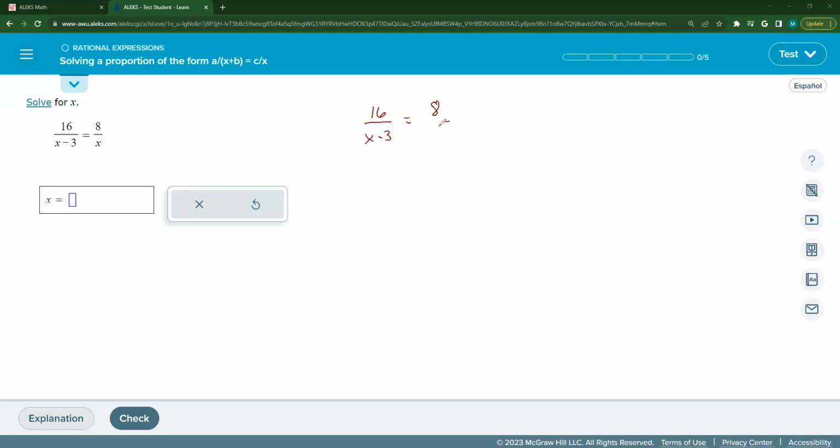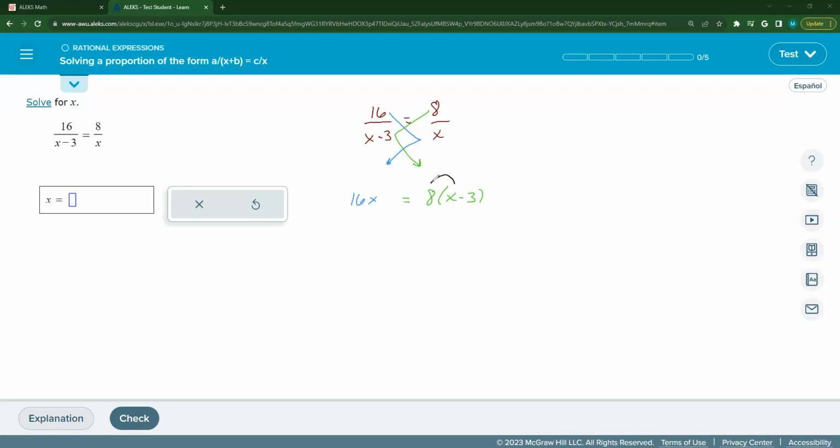Equals 8 over x. And cross multiplying means top times bottom. So 16 times x, which is 16x. Use parentheses when you're doing this. And then 8 times x minus 3. So 8(x minus 3). Anything that's more than one term, I do want to put in parentheses. And now we get to solve this problem just like we would if that was what I started with.